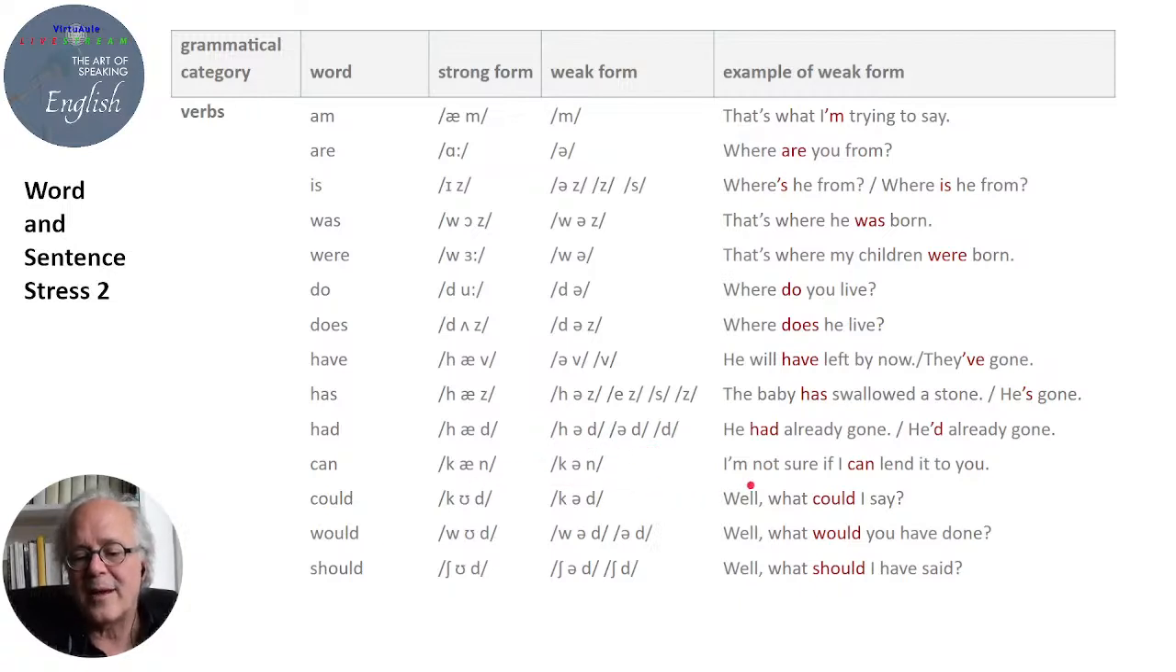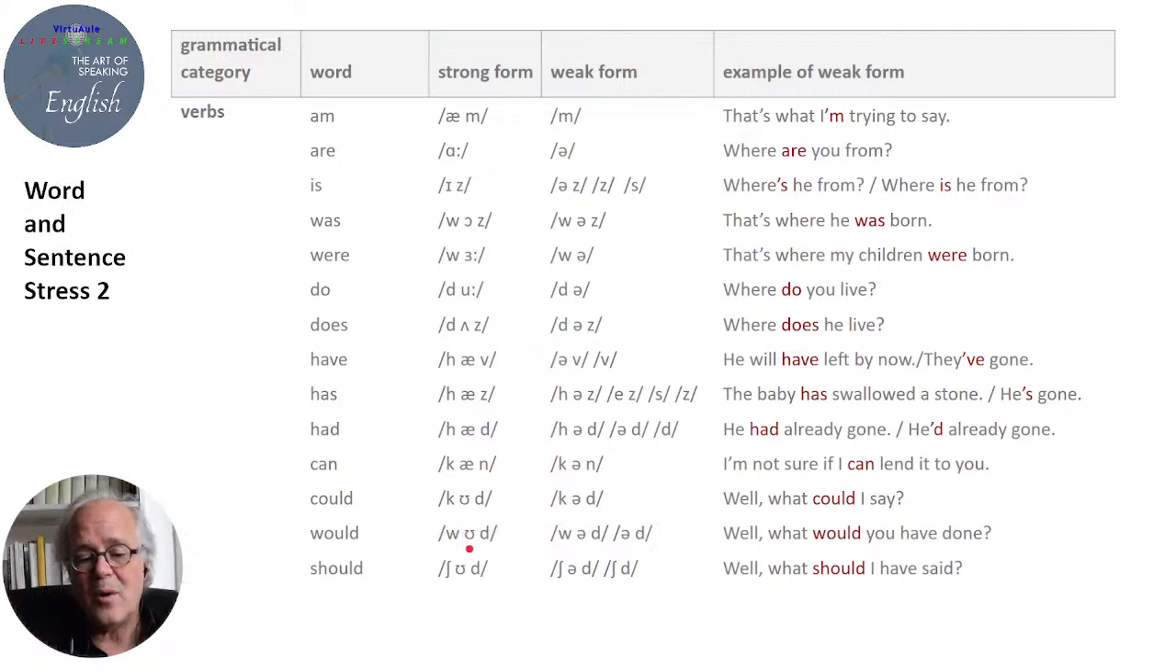Can, we saw before. I'm not sure if I can lend it to you. Long, short. I'm not sure if I can lend it to you. Can, short form. Could. Well, what could I say? Could, long, strong form. Could gets changed to could. What could I say? You don't even hear it practically.